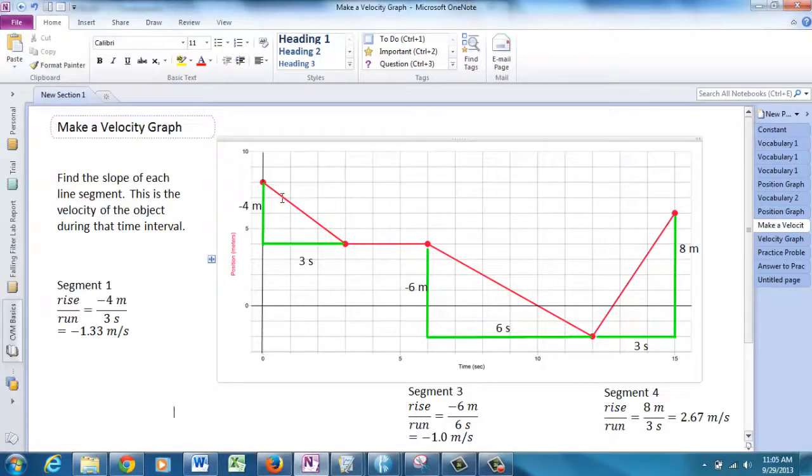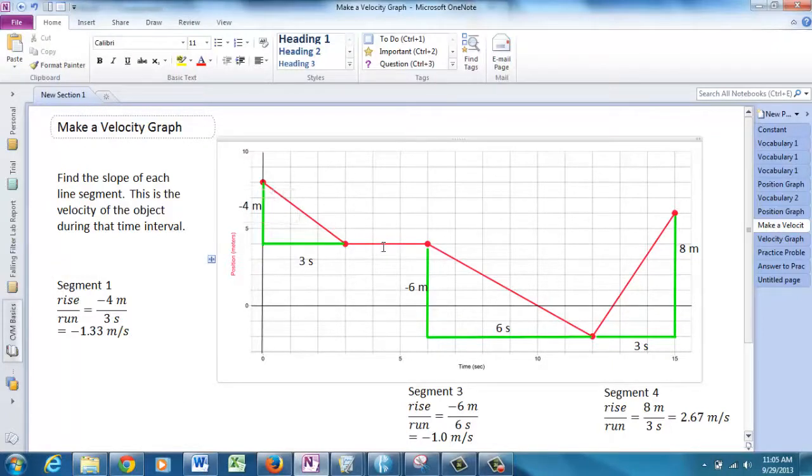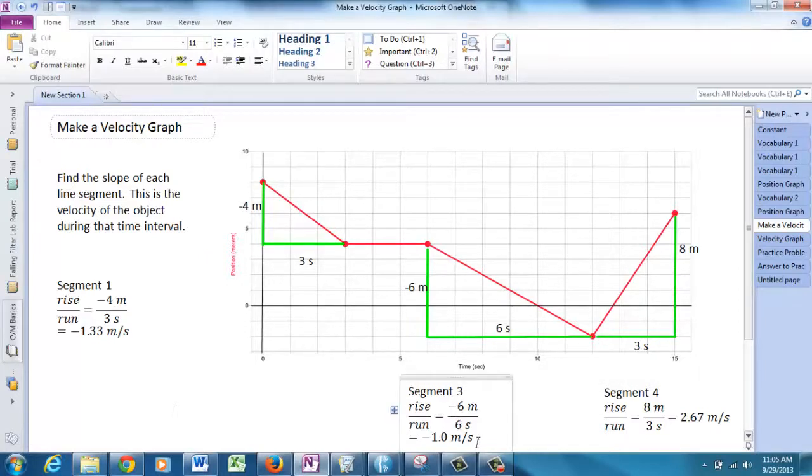You need to be very careful with direction, so this has a negative slope, and the rise over run is negative 4 meters over 3 seconds. Gives us negative 1.3 meters per second for this segment. This second segment here has a velocity of 0 because the object's not moving. In segment number 3, the object is moving 6 meters in 6 seconds, so it's a velocity of negative 1 meter per second. And the final slope is a positive value of 2.67 meters per second.